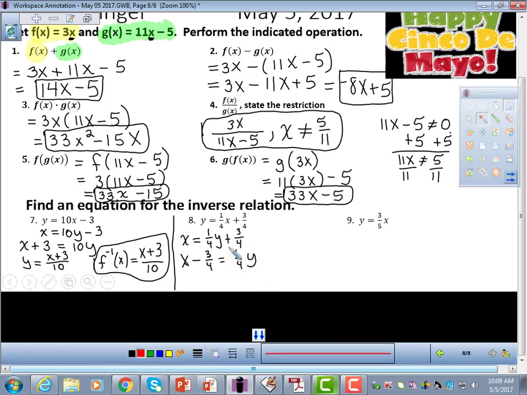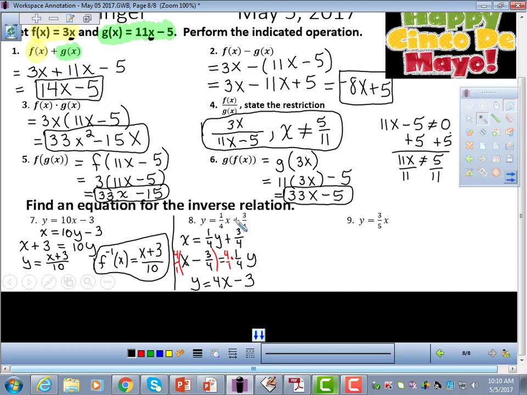The coefficient of my y is 1/4. I need to isolate my y. So I need to multiply by the reciprocal, which is 4 over 1. And that's just 4, right? So distribute here. 4 times x is 4x. Distribute here. 4 times 3 over 4.